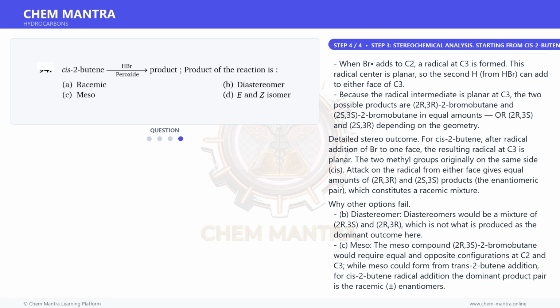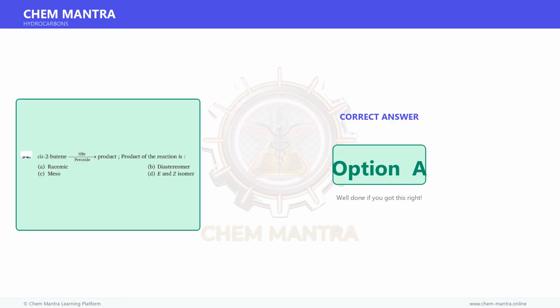D, E and Z isomer, HBr addition is an addition reaction, not producing geometric isomers of a double bond product. The radical mechanism produces a planar radical intermediate, leading to equal amounts of 2R, 3R and 2S, 3S, 2-bromobutane, a racemic mixture. Therefore, the correct answer is A. Therefore, the correct answer is option A.